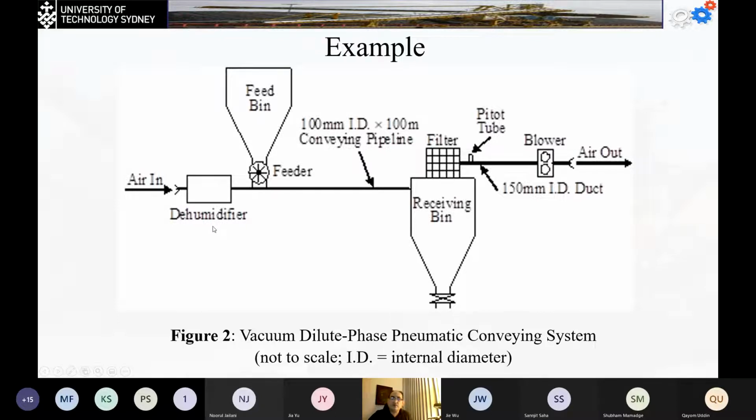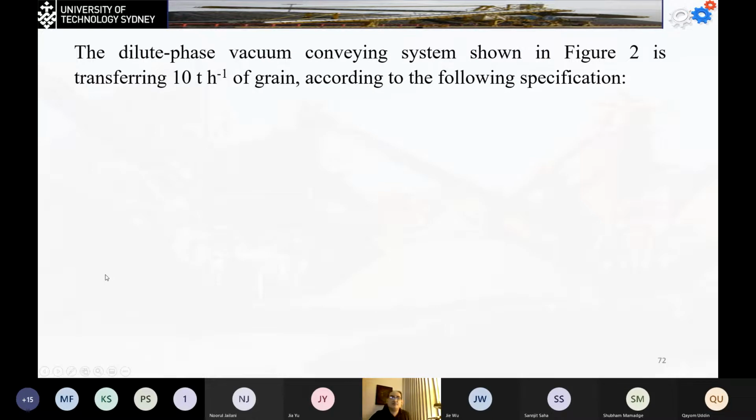We need an air dehumidifier at the entrance, so we're not going to have the material sticking together. And we need to design for the following system, where the internal diameter is going to be 100 millimeter, and the length is going to be 100 meter in total. So what we have for this question is a dilute phase vacuum conveying system, shown in figure 2, transferring 10 tons per hour of grain, according to the following specification. First, the horizontal conveying pipeline is galvanized steel. Internal diameter is 100 millimeter.